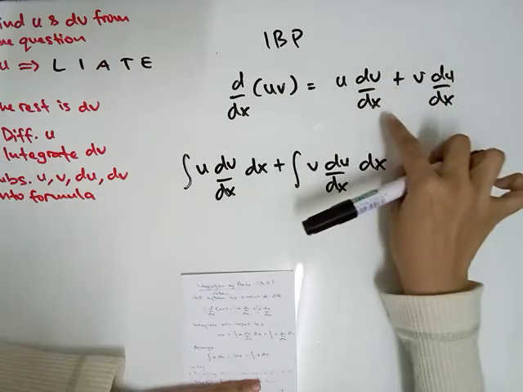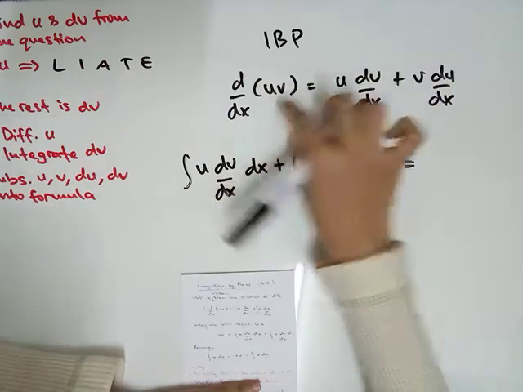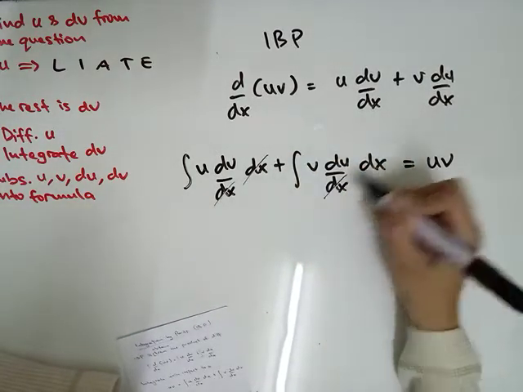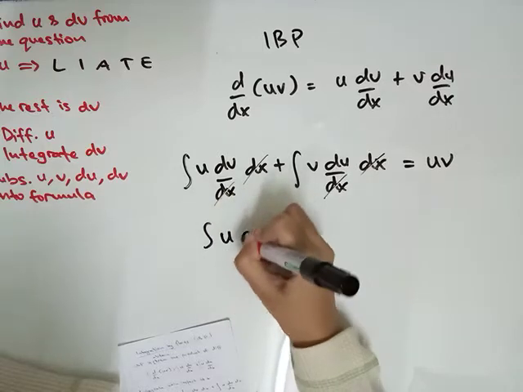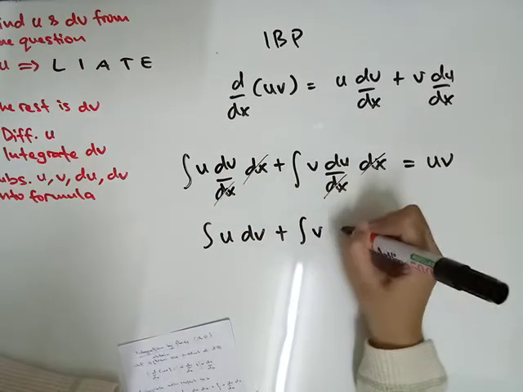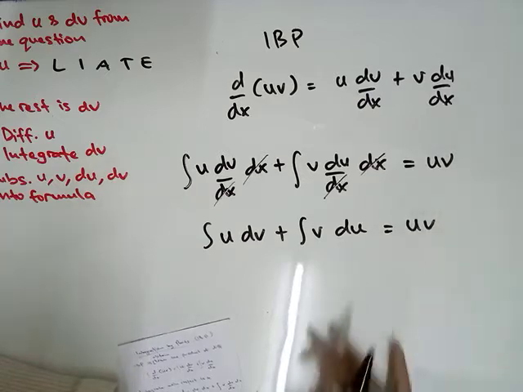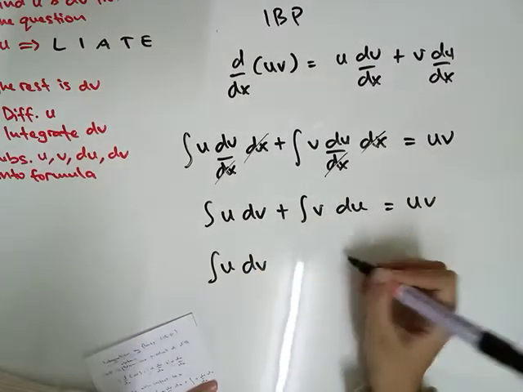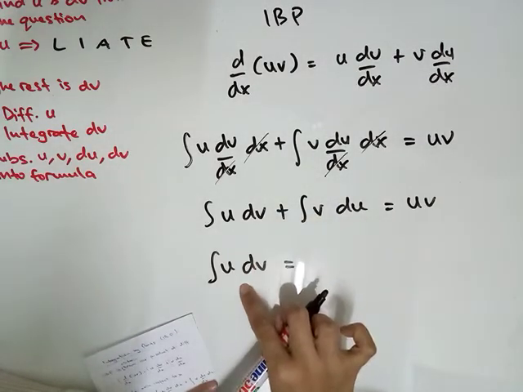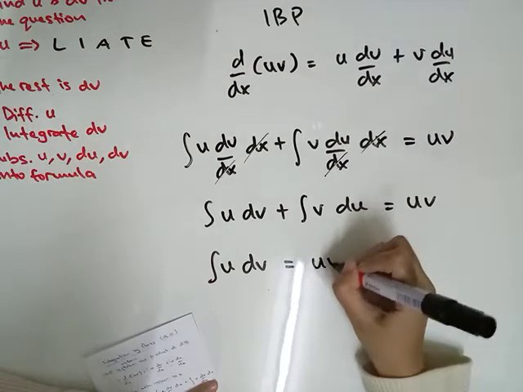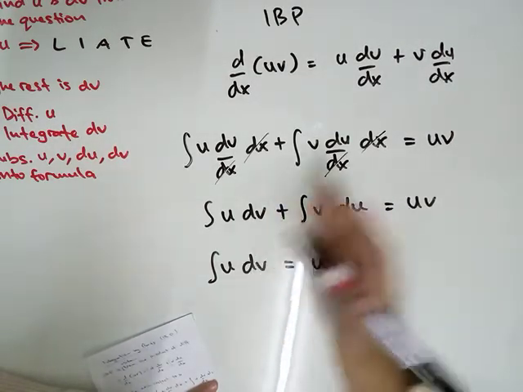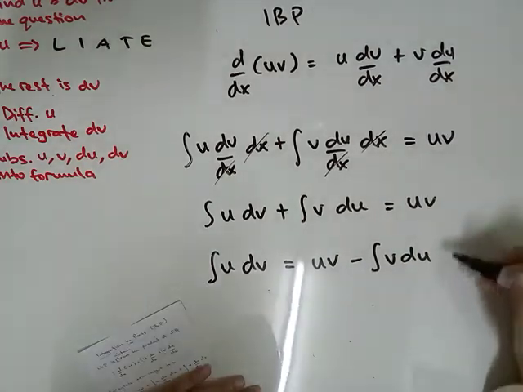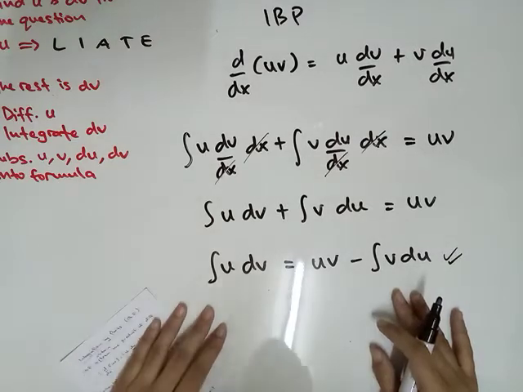Okay, integrate this side, we do a reverse differentiation, we can get back this UV. And then this dx we can cancel. So integrate U dV plus integrate V dU equals UV. And then we need to rearrange. Integrate U dV is equal to UV, from positive integrate V dU, move to the right side, it will become negative integrate V dU. So this is the formula that we're going to use for integration by parts.